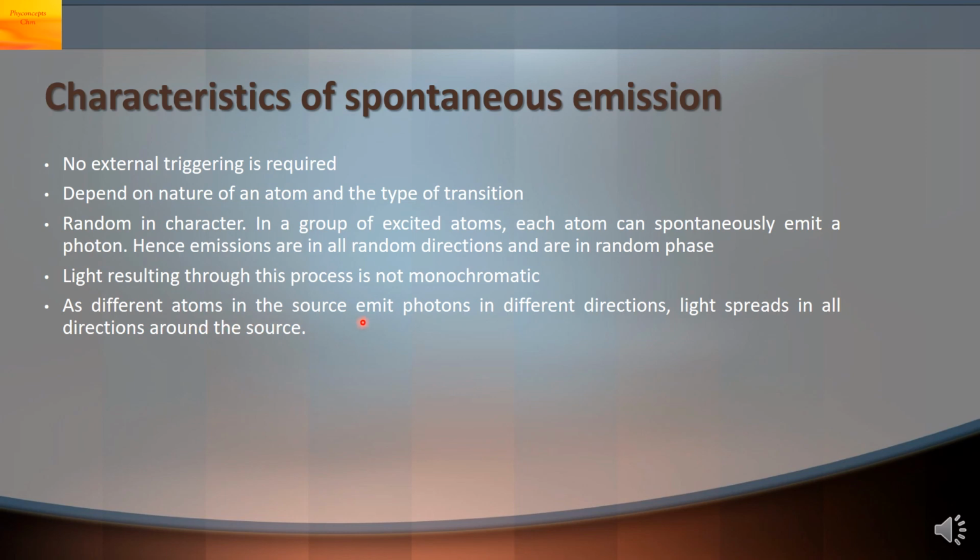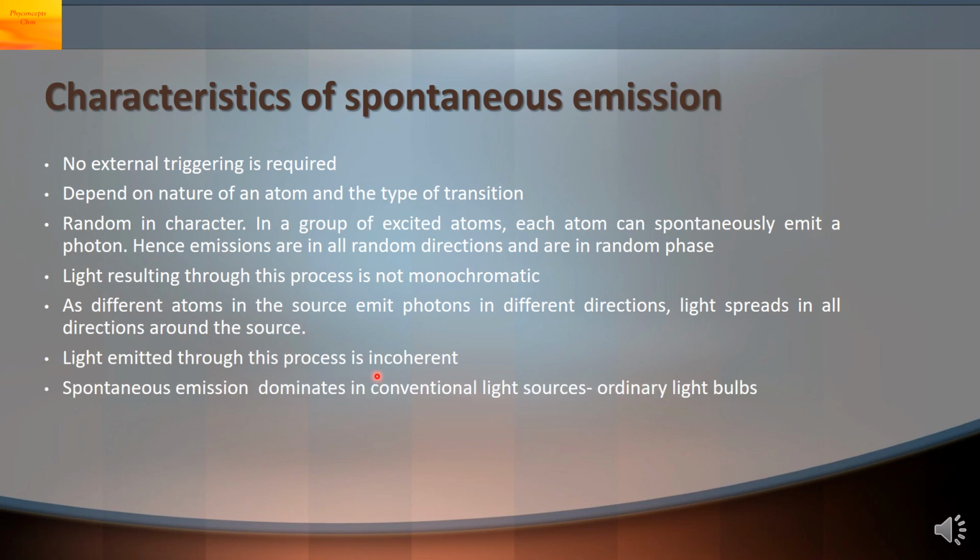As different atoms in the source emit photons in random directions, the light spreads in all directions around the source. Again, the light that is produced is incoherent, it is not in the same phase. We can observe spontaneous emission in conventional light sources like ordinary light bulbs. This process is opposite to that of absorption. In absorption, we incident a photon which is absorbed by the atom, and in spontaneous emission, the atom emits a photon.